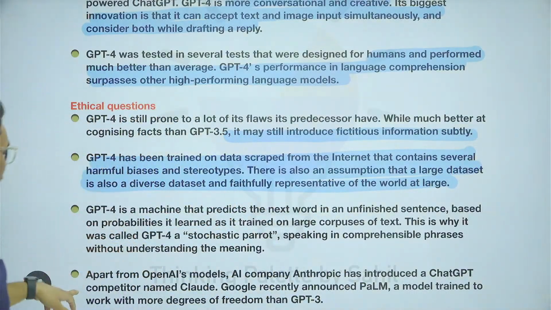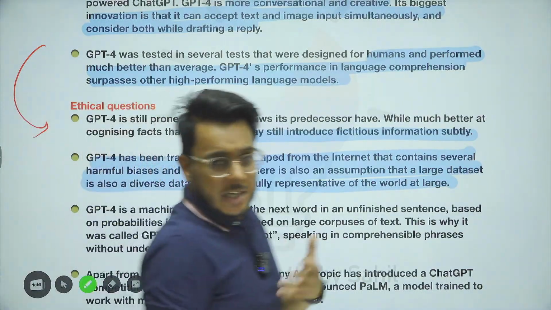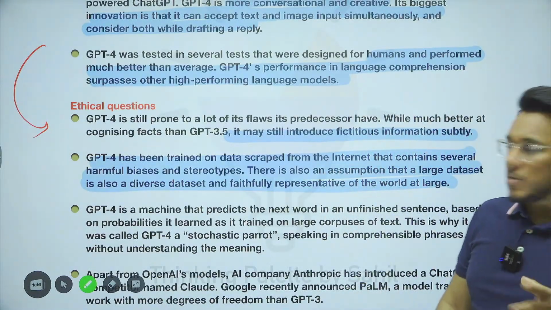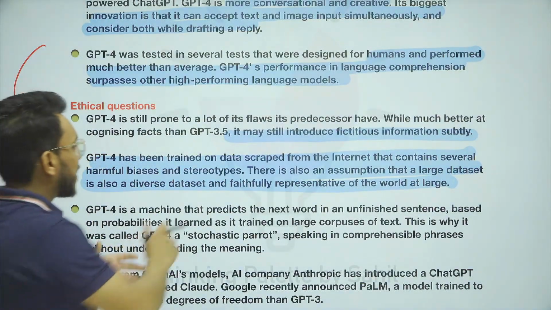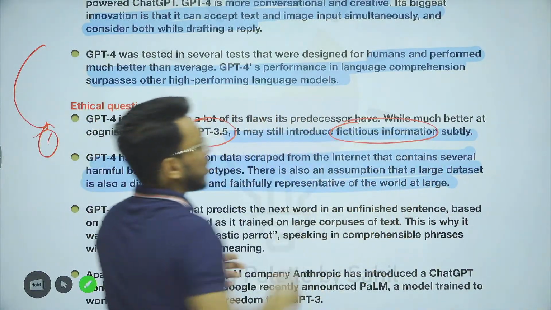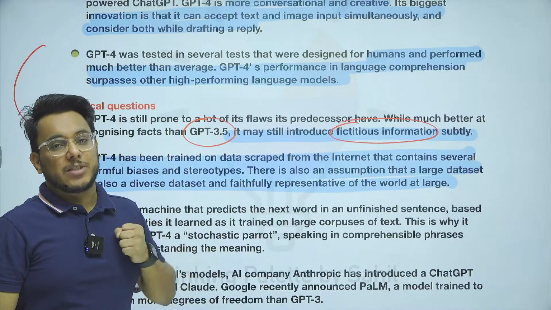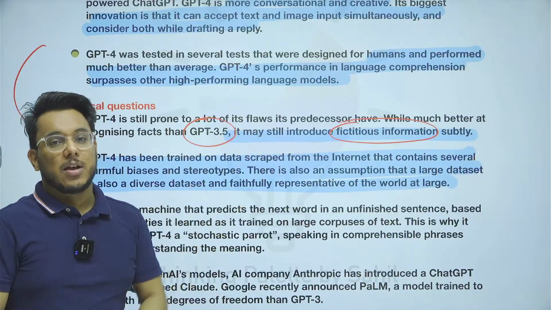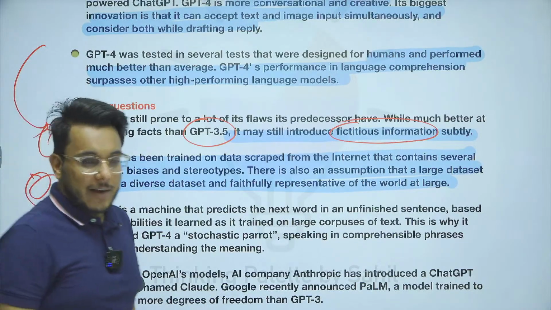But there are still certain ethical questions in these generative chatbots, which still remain in GPT-4 as well. What are the problems? Problem number one is that GPT 3.5 was found to give some fictitious information also. It made up certain information which was not entirely true. This was a problem of GPT 3.5, and GPT-4 also might provide some fictitious information which might not be true.